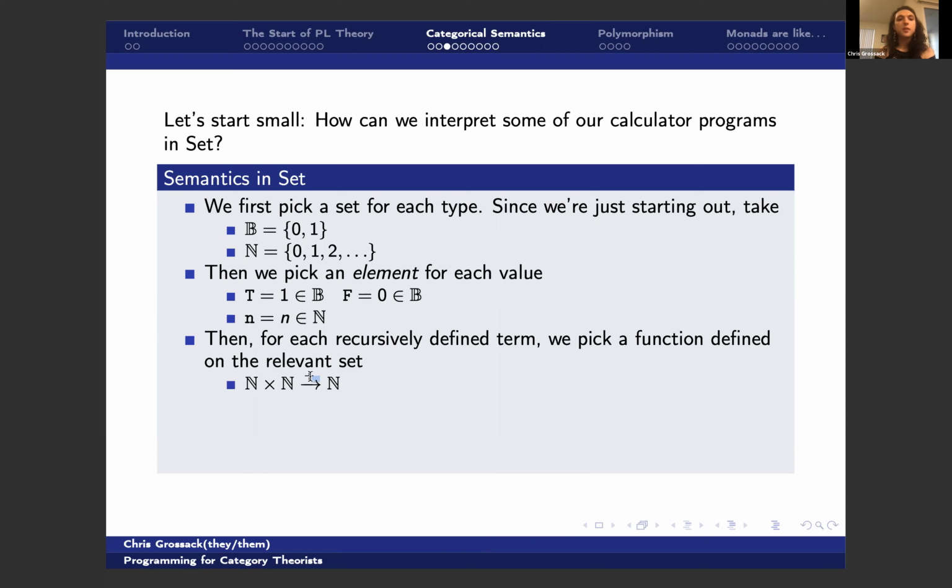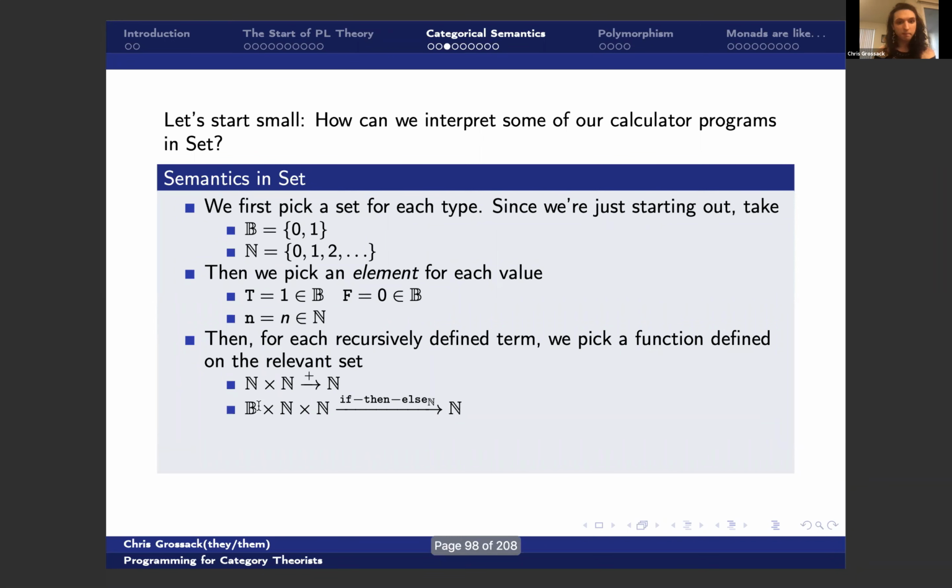So for instance, we have the symbol plus that we're allowed to use. And how do I interpret plus? Well, I interpret it as some function on sets from the product of the naturals to the naturals. So we can interpret this by any function we choose. But again, in the interest of starting out with obvious examples, we're going to interpret it as the actual addition function.